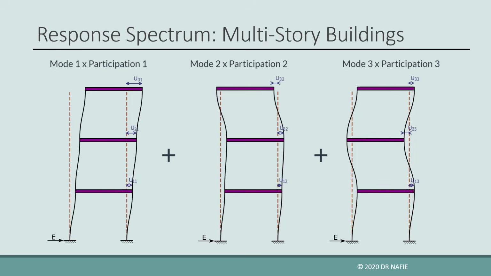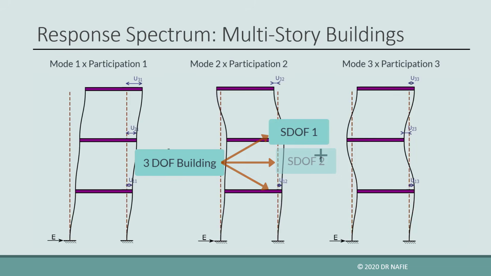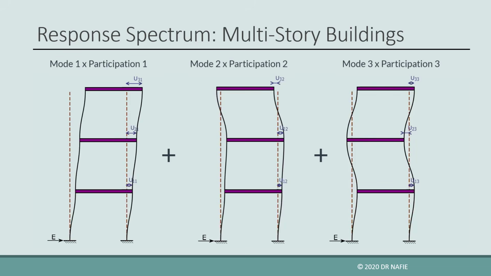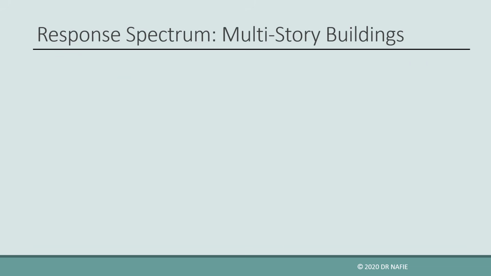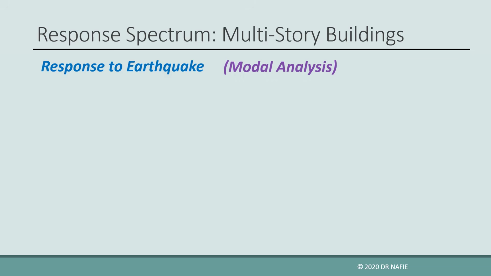In summary, in order to obtain the response of the 3 stories building, which has 3 degrees of freedom, to an earthquake, we can convert the building to 3 single degree of freedom systems, each system vibrating in one of the basic mode shapes. By combining the response of the 3 single degree of freedom systems, we can obtain the final response of the building. This process of decomposing a response into the basic mode shapes is called modal analysis.